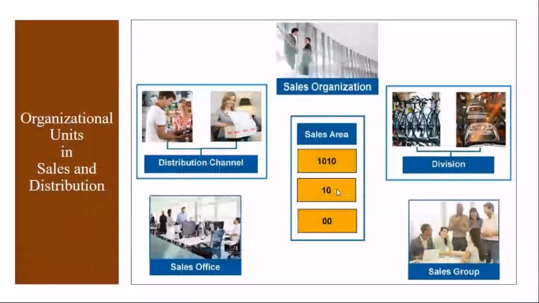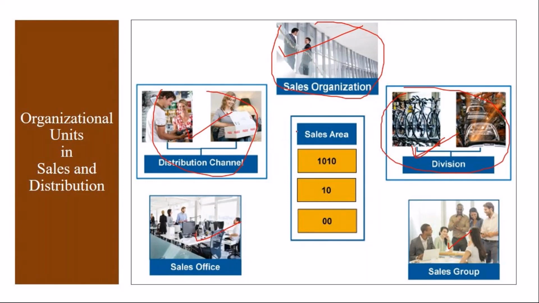Okay, so the organizational units in SD, we have sales organization, distribution channel, and division. On top of that you have sales office and sales group. But we will be covering sales organization, distribution channel, and division. And the sales area is nothing but a combination of sales org, distribution channel, and division. So whenever you want to create a repair order, when the product is returned back to the plant site for repair, at that time you need all these sales org, distribution channel, and division to create the repair orders.